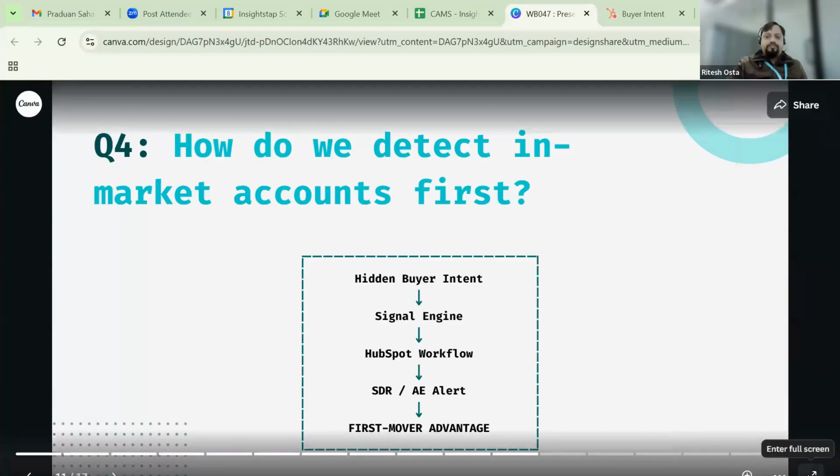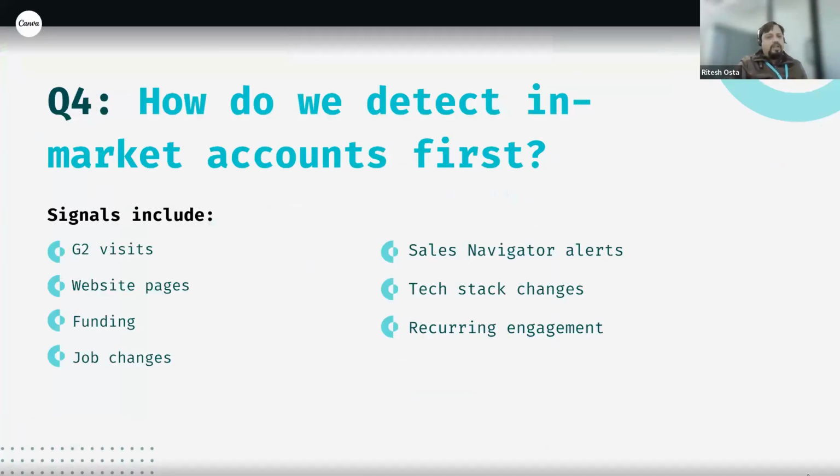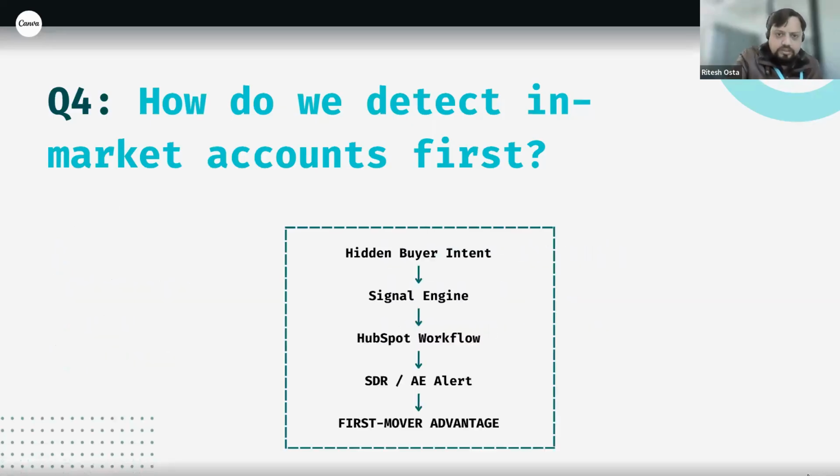So, funding. If the company is getting funding, M&A, job changes, Sales Navigator alerts, you can set up certain conditions within Sales Navigator and get the alerts. Good. Tech stack changes, they are going to SAP or they are doing some major tech stack changes, recurring engagement, whatever it is, you can detect a lot of in-market accounts using certain signals. And there are different tools like Sales Navigator and HubSpot that can play a very important role in this, right?